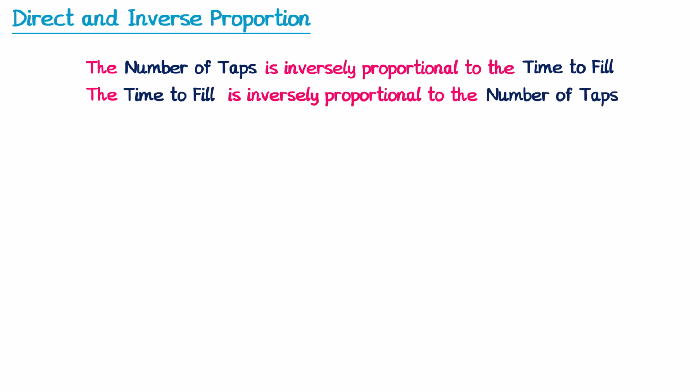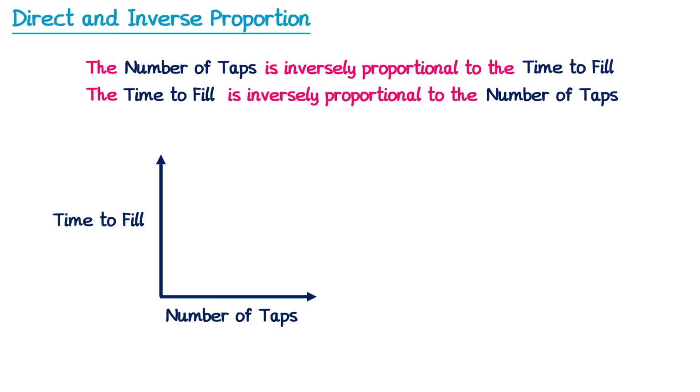The time to fill is inversely proportional to the number of taps. Now, if you draw a graph of these, it looks different to when we had directly proportional. So let's draw a graph of this, and we'll have the number of taps and the time to fill. Now, when you have a really low number of taps, like 1 tap, the time to fill is very high.